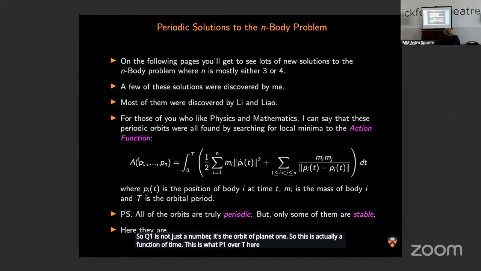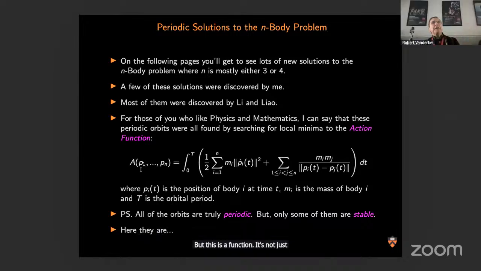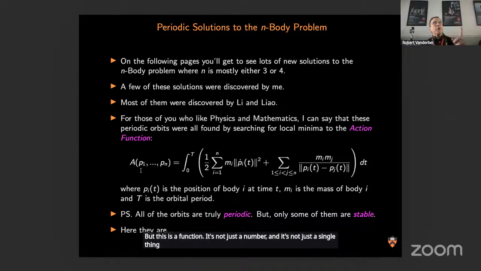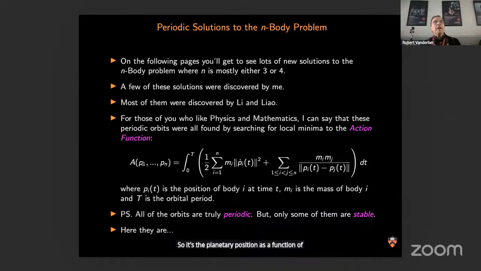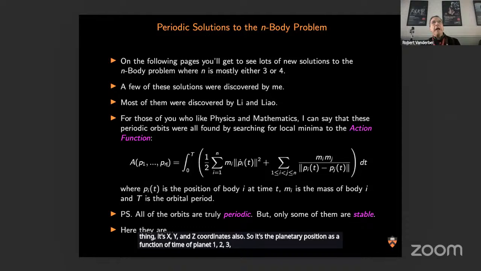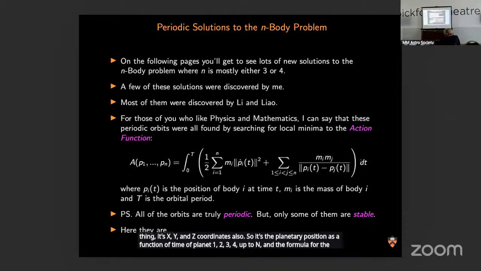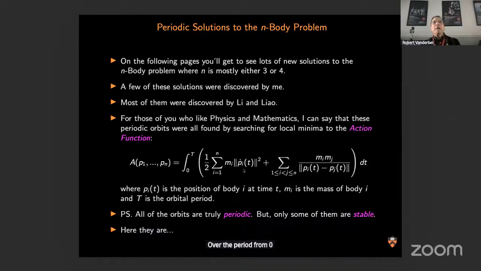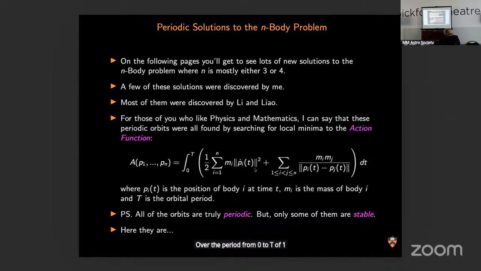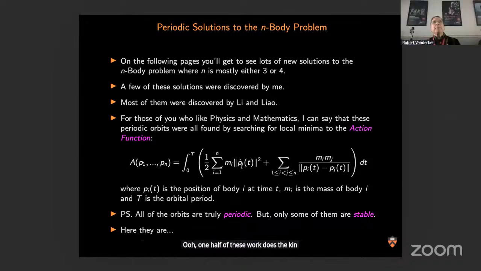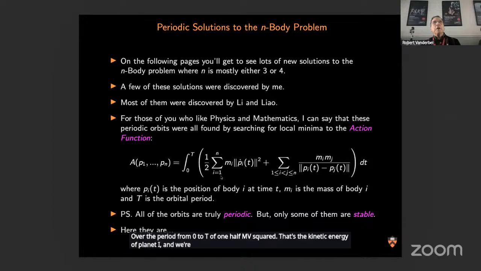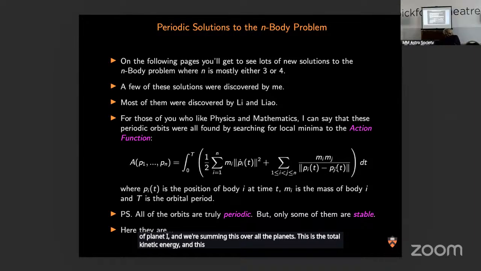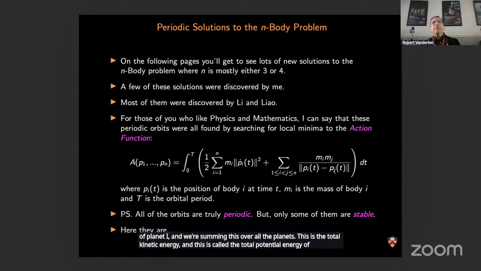But this is a function. It's not just a number, and it's not just a single thing. It's x, y, and z coordinates also. So it's the planetary position as a function of time of planet 1, 2, 3, 4, up to n. And the formula for the action functional is this integral over the period from 0 to T of 1/2 m v squared. That's the kinetic energy of planet i, and we're summing this over all the planets. This is the total kinetic energy, and this is called the total potential energy of these pairs of planets.